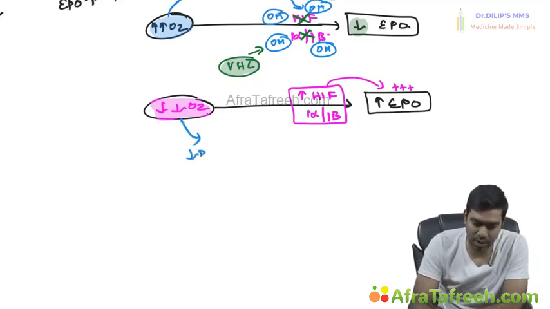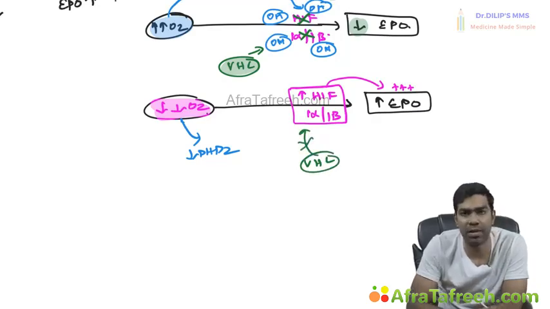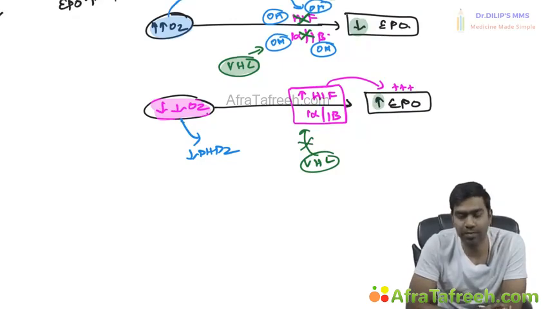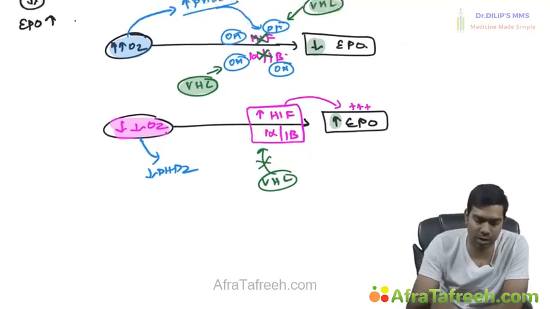Whenever there is low oxygen tension, the reverse happens, which means the activity of PHD2 is going to decrease, which means the hydroxylation of HIF1 alpha and 1 beta will decrease, and because of that, VHL binding with the HIF will be very much less. Because of that, you will have a very high erythropoietin release. So this is the reason why you're going to have a high erythropoietin in terms of hypoxia and low oxygen tension. So these are the molecular mechanisms.